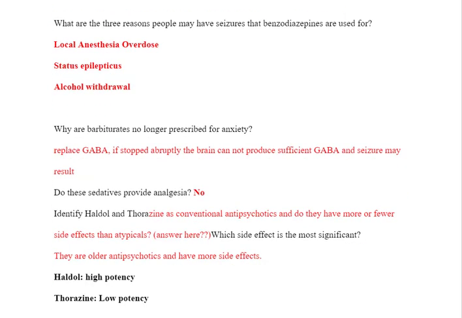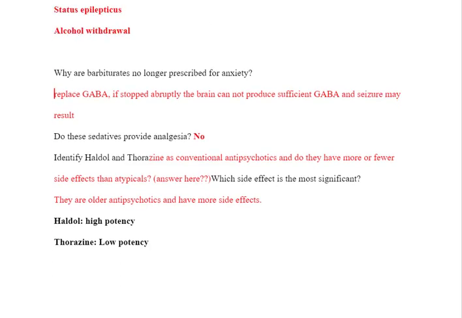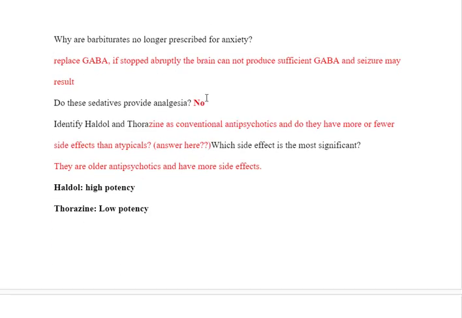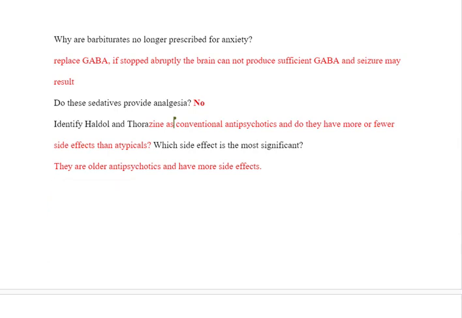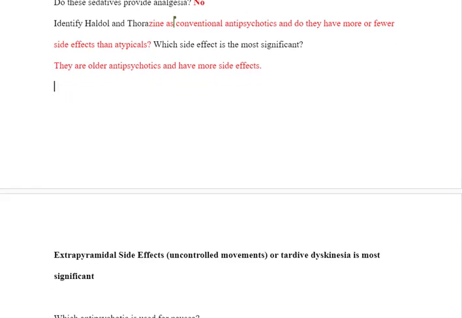All right, Haldol and Thorazine are conventional. They have more side effects. Good. Did I ask you about their potency? Does it matter? No. They are just conventional, indicating most likely they'll have more side effects. And the effect that is most significant is EPS, extrapyramidal symptoms or extrapyramidal side effects, which, underneath that umbrella, tardive dyskinesia is one of them.